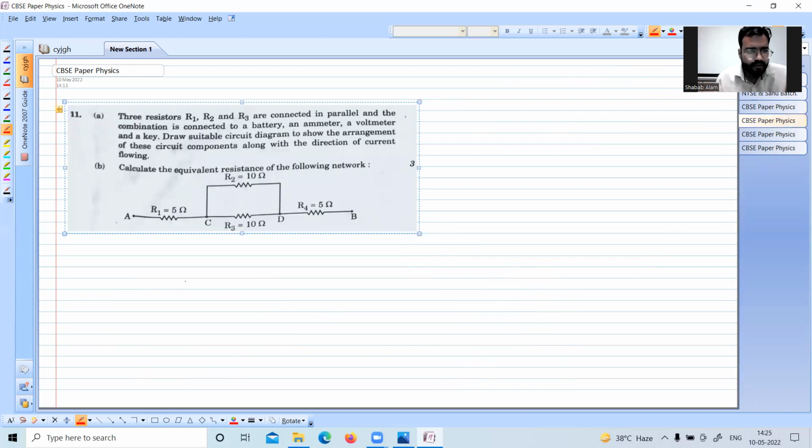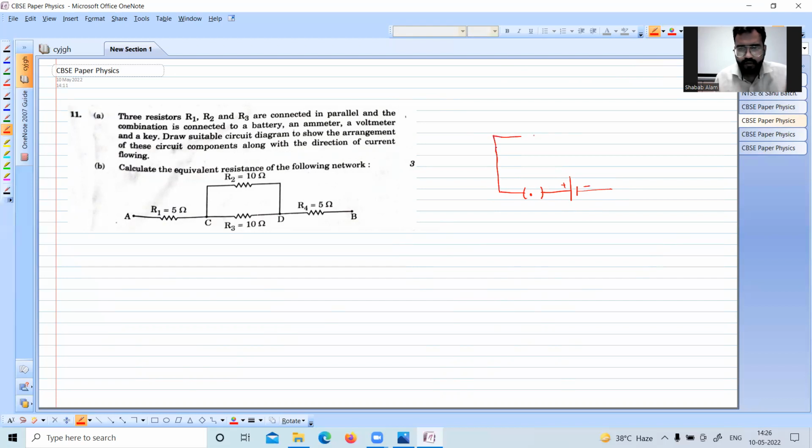The next question is: three resistors R1, R2, R3 are connected in parallel, and the combination is connected to a battery, ammeter, voltmeter, and a key. Draw a suitable diagram to show the arrangement of these circuit components along with the direction of current flowing. So we have a battery first, the source which provides the flow of current. Then the key is connected. Then we have three resistors connected in parallel.